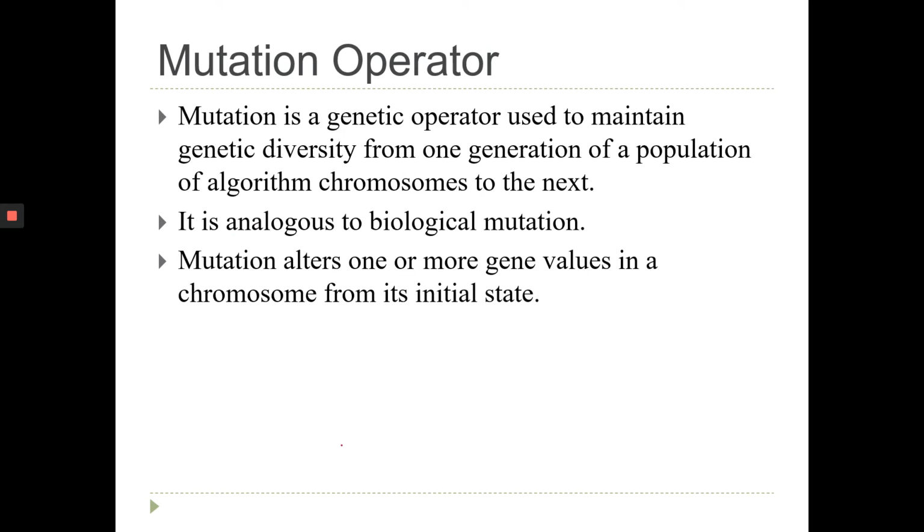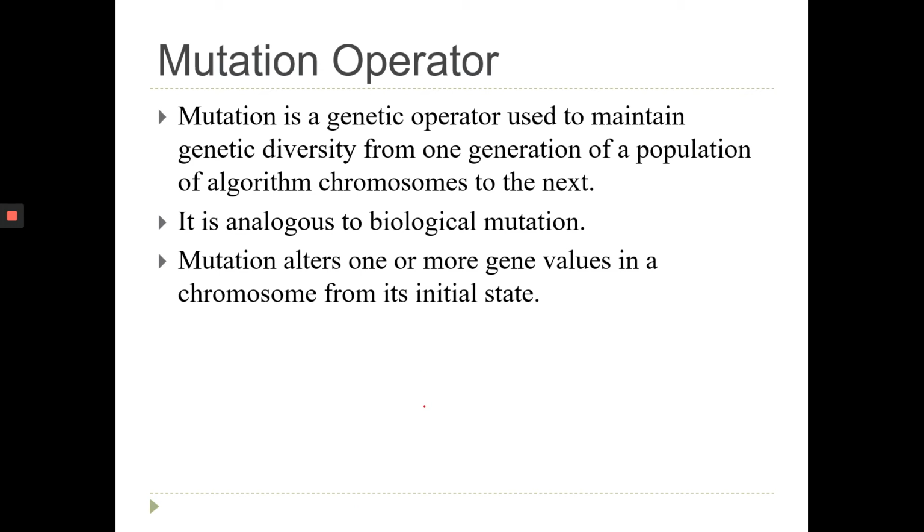Or we can do mutation. There is another operator called mutation. Mutation is the operator used to maintain genetic diversity from one generation of a population to the next. Here only one single chromosome will be selected, not two. Two chromosomes are used only in crossover. In mutation, we select one chromosome. Mutation alters one or more gene values in a chromosome.